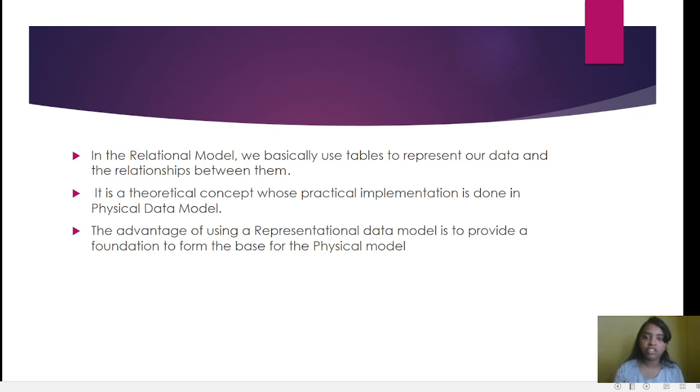In the relational data model, we use tables to represent our data, which is only a theoretical concept. The practical implementation is done in the physical data model.